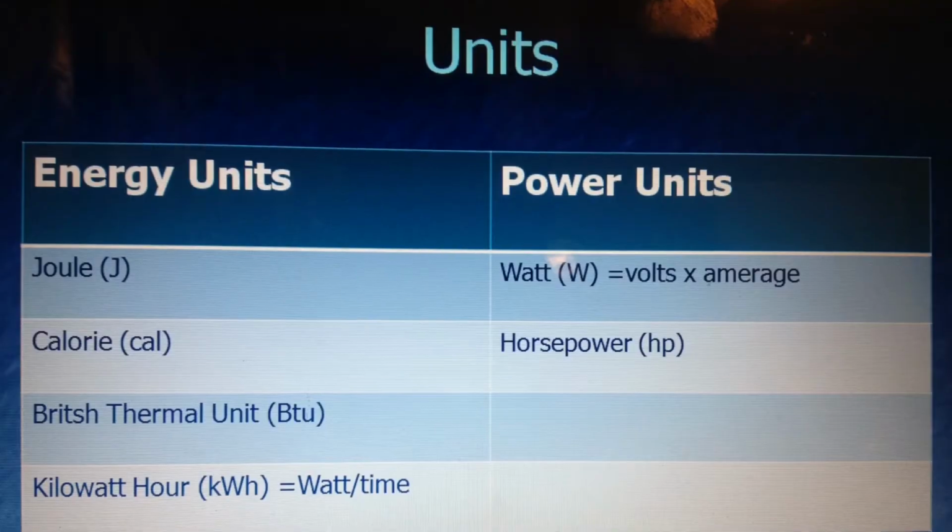There are some different units for energy like joules and calories. I'm going to show a picture right now so you can see different types of units there are for energy.